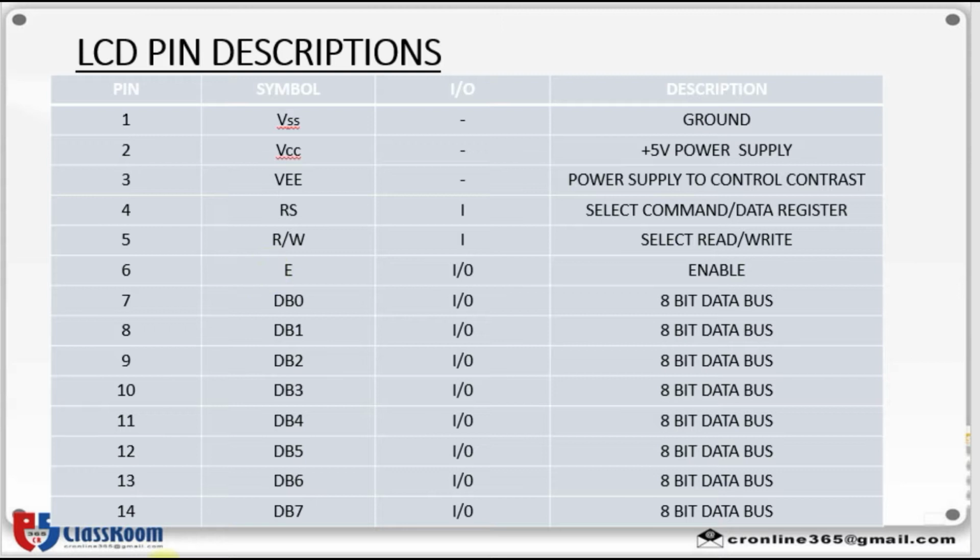Then pin number 7 to pin number 14 are data bus pins, DB0 to DB7. 8-bit data bus pins. The 8-bit data pins DB0 to DB7 are used by LCD to send information to the LCD or read the contents of LCD's internal registers.